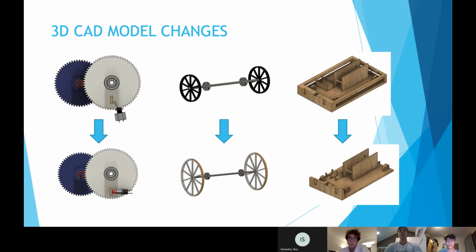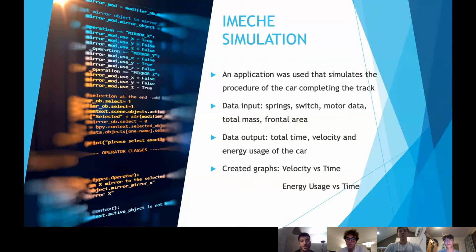The testing part of the challenge was carried out using an application that simulates the procedure of the car completing the track using data that our team derived for our final design. It then created the simulation video so that we could have an idea of the actual race and to check if our car failed to stop at the target. After that, data output was calculated, such as the velocity gradient, energy usage, and time required to complete the track.